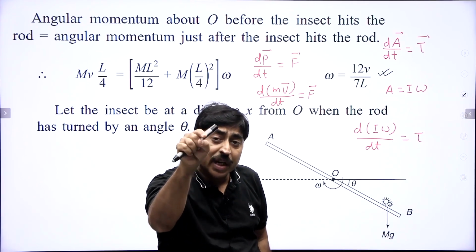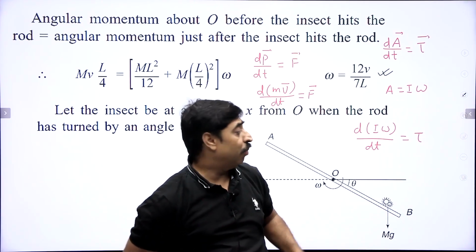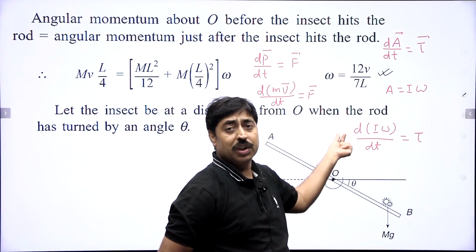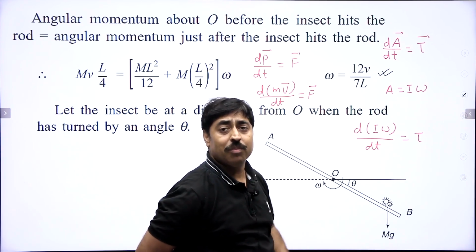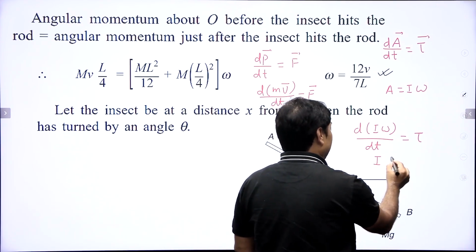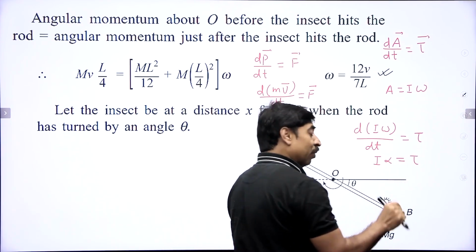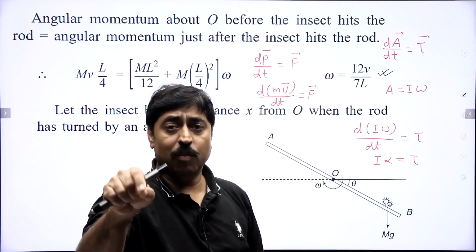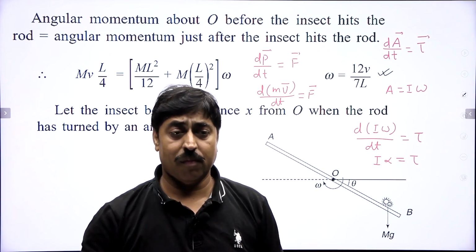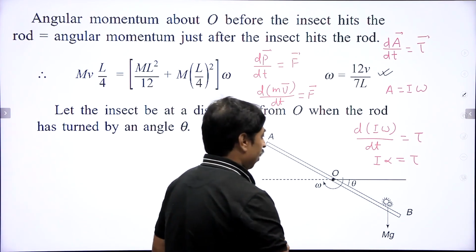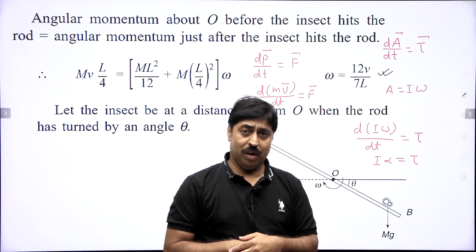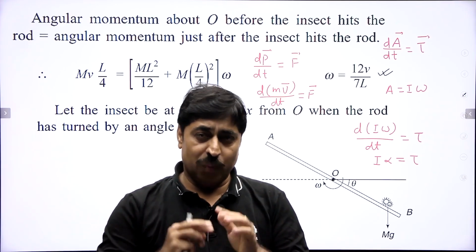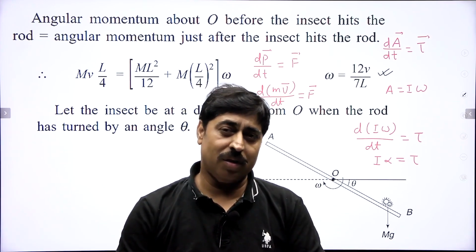Now, if moment of inertia I remains constant, then I can take it out of the differential sign and d omega by dt becomes alpha. So, I alpha is equal to torque. This equation is true only when moment of inertia is constant. So, external torque is equal to I into alpha. This is true only if moment of inertia of the system remains constant.